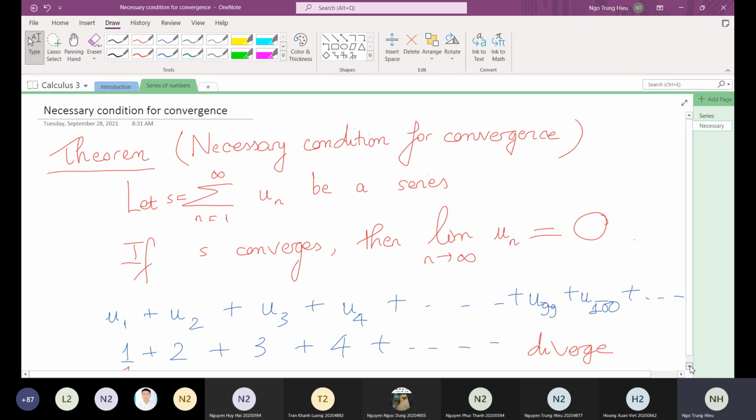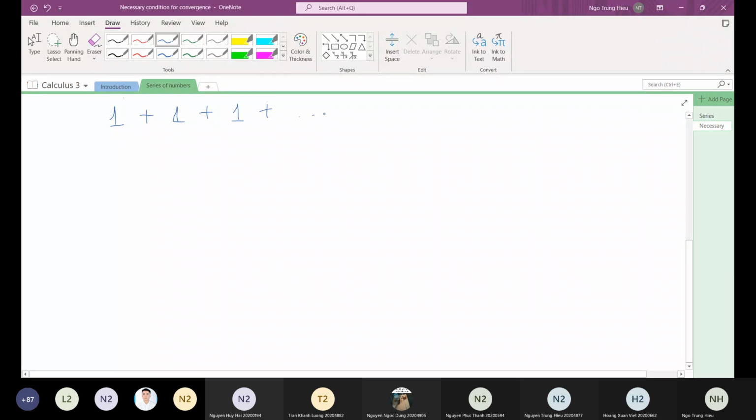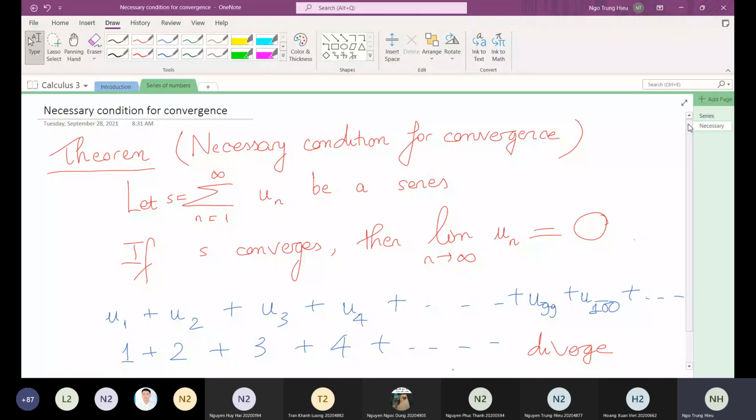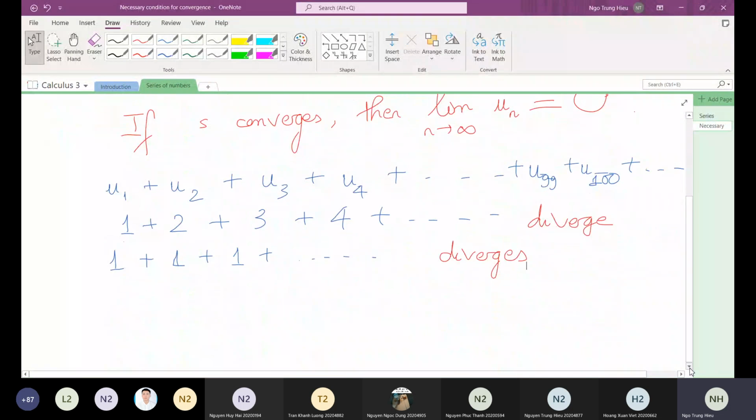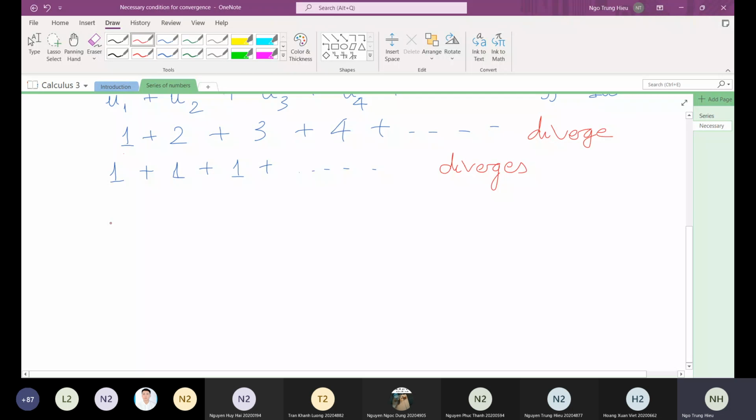Or if you have even 1 plus 1 plus 1 plus 1 and so on, we saw before that this series diverges, because the individual terms are going to 1, they are not going to 0. So the theorem says that if the series converges, then the individual terms go to 0. But that is only a necessary condition. If the individual terms go to 0, it is not true that the series converges. It must satisfy some other conditions as well. If we consider the sum 1 plus 1/2 plus 1/3 plus 1/4 and so on.